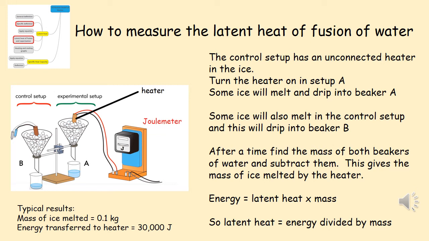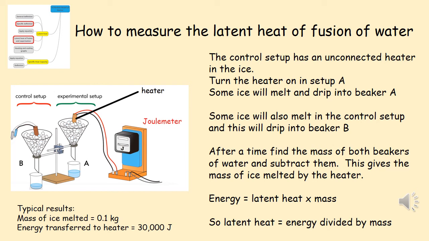So you turn the heater on in setup A, ice will melt and that will drip into beaker A. Some ice also melts in the control setup and that will drip into beaker B. After a time you find the mass of both beakers of water and subtract them. If you think about it, that gives you the mass of ice melted by the heater. The joule meter tells you how much energy has been supplied to the heater, so you've now got the energy and you've got the mass.